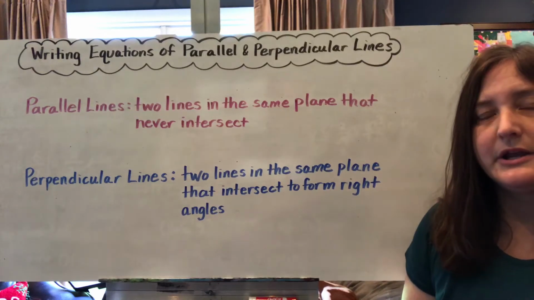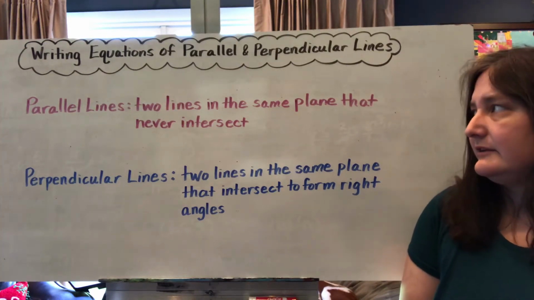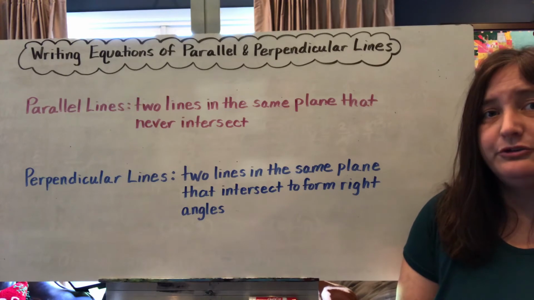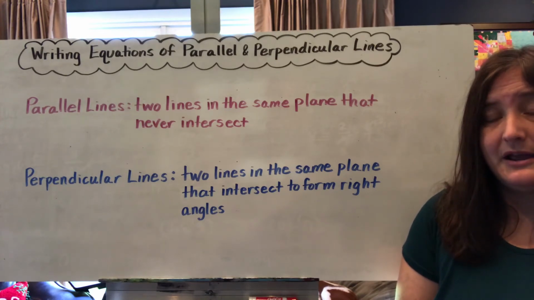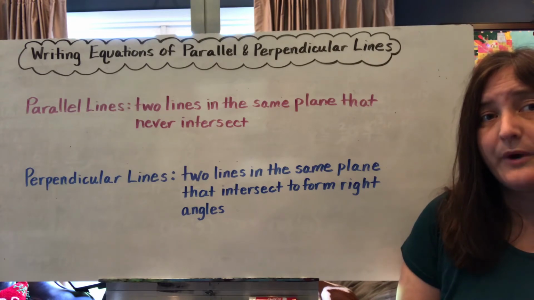Today we're talking about writing equations of parallel and perpendicular lines. Parallel lines are two lines that lie in the same plane and never intersect. Perpendicular lines are two lines that lie in the same plane and they intersect, and where they intersect, they form four right angles or four 90-degree angles.